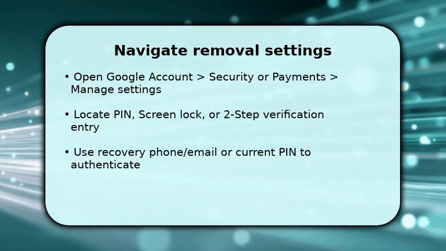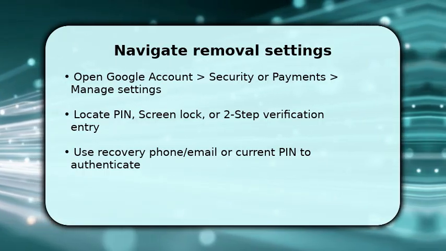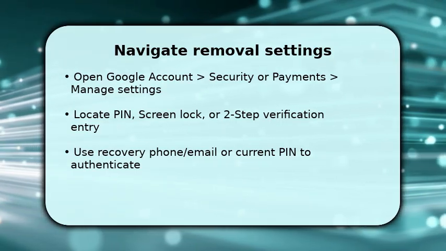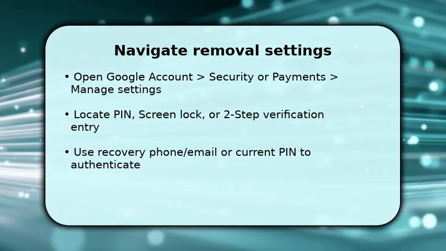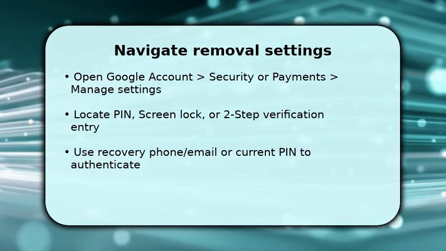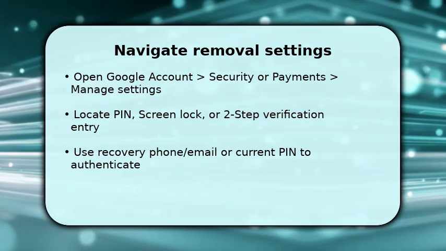For payment or Family Link PINs, go to Payments or Family Settings. For device lock, use Security Screen Lock. Authenticate when prompted using your current PIN, password, or a recovery code so Google verifies you. Once authenticated, select the option to change or remove the PIN. Choose Remove and follow prompts.